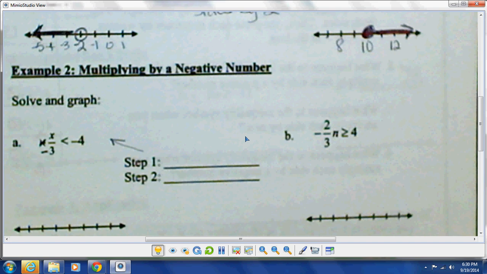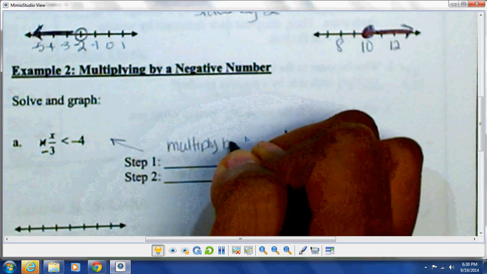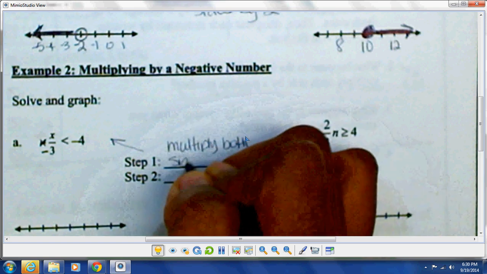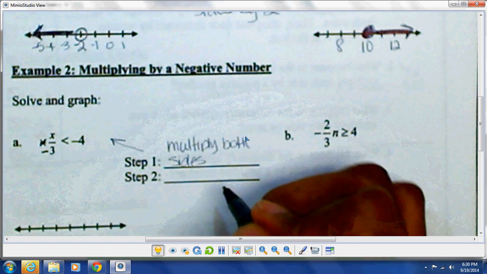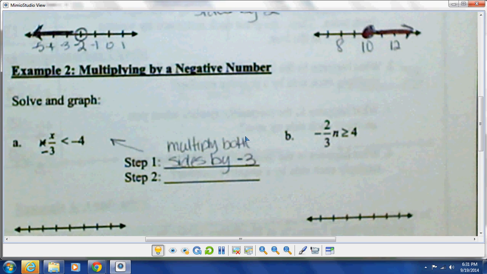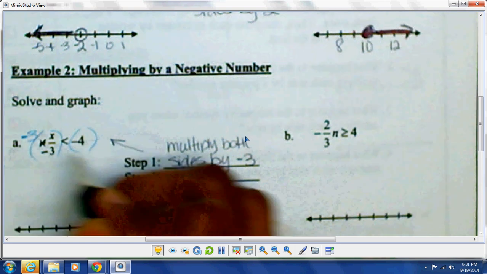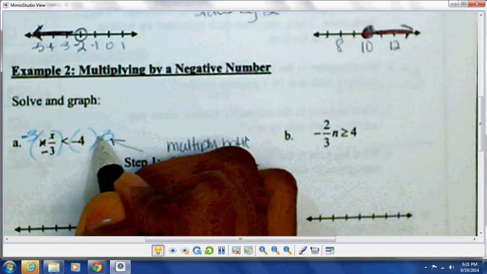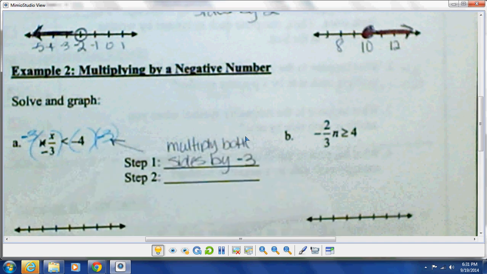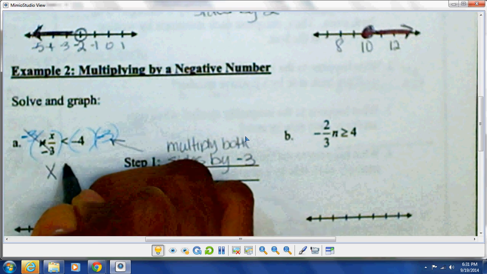So what I would have to do is multiply both sides by -3. Because remember, it is whatever is attached to that variable. So since -3 is attached to my variable, I'm going to put both sides in parentheses and put -3 outside of my parentheses to show my multiplication. If you need to, put that in parentheses also. So now remember, these -3's are going to cancel, leaving me with x is less.